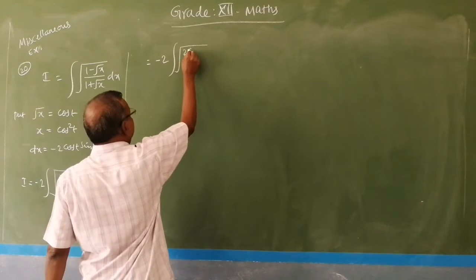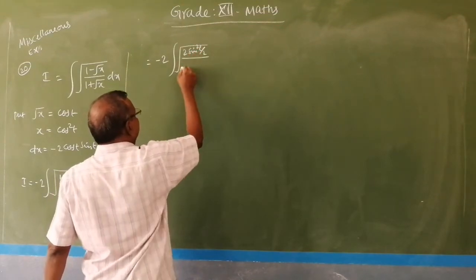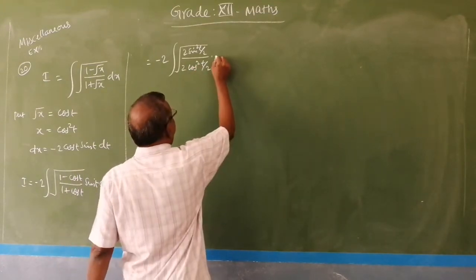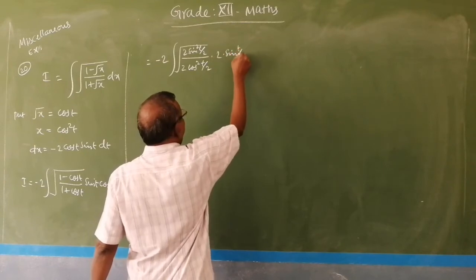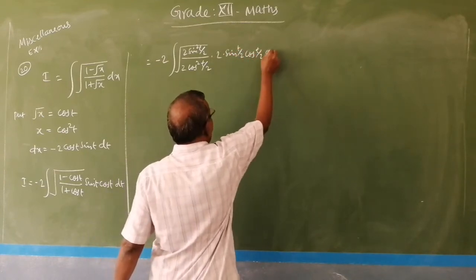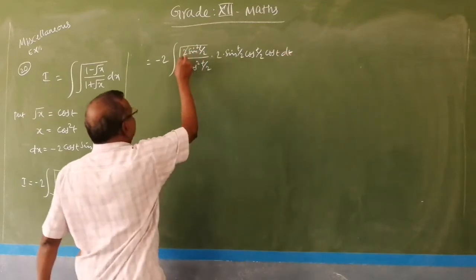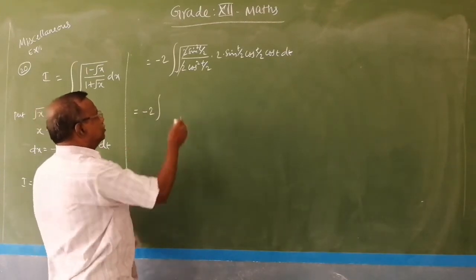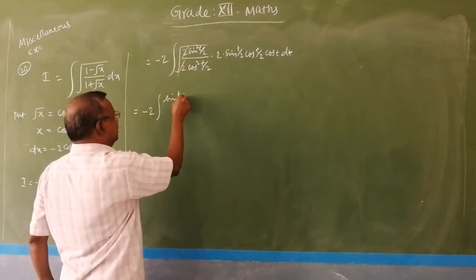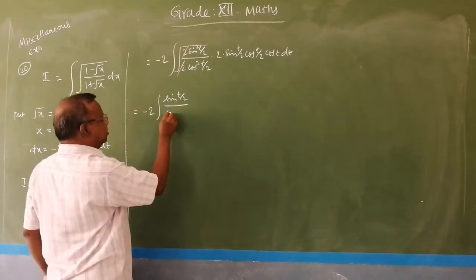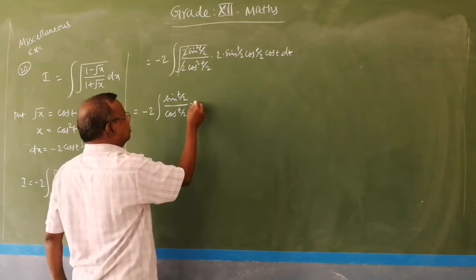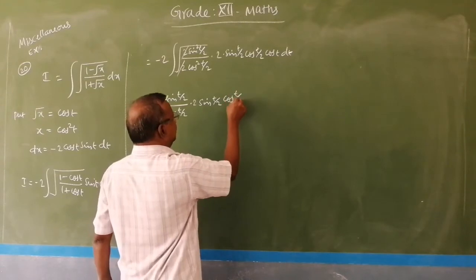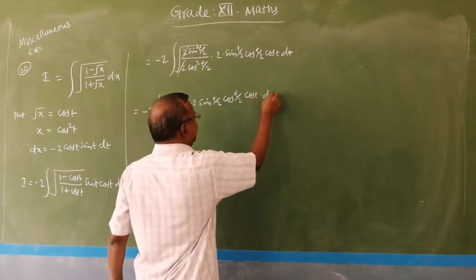1 minus cos t means 2 sin square t by 2, and the denominator is 2 cos square t by 2, into sin t cos t. Sin t means 2 sin t by 2 cos t by 2, into cos t into dt. So, eliminating these two, this is equal to minus 2 integral. Remove the root: the numerator becomes sin t by 2 and the denominator is cos t by 2, into 2 sin t by 2 into cos t by 2 into cos t into dt.